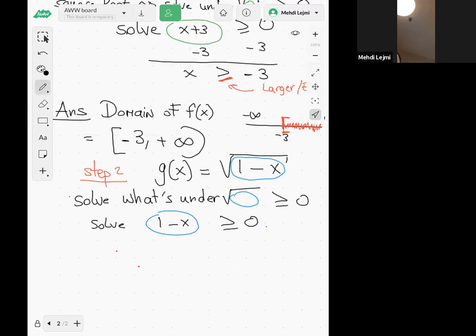Well, you can subtract 1 if you want, but I'm gonna just add x to both sides, it will be easier. So then that will be 1 on the left, larger or equal to x. So 1 is larger or equal to x, right? The x here cancels out, so it's just positive 1. So what will be the answer? The answer, domain of g.